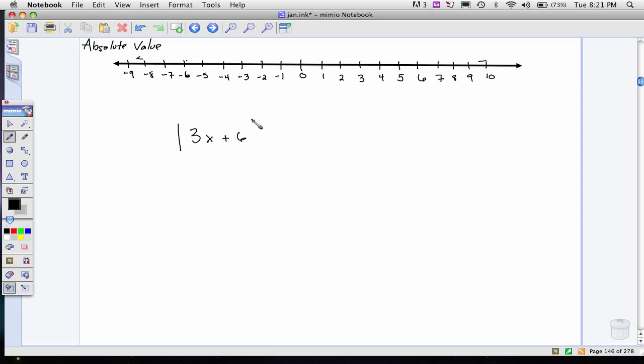Finally, say I had a problem like this. 3x plus 6. We're going to add a little plus 2 on the outside is less than, let's say, 11. Now, see this little plus 2 hanging out here? Anytime there's a number hanging on the outside of the absolute values, you got to get rid of it right away. So for example, I'm going to subtract 2 and rewrite the whole problem.